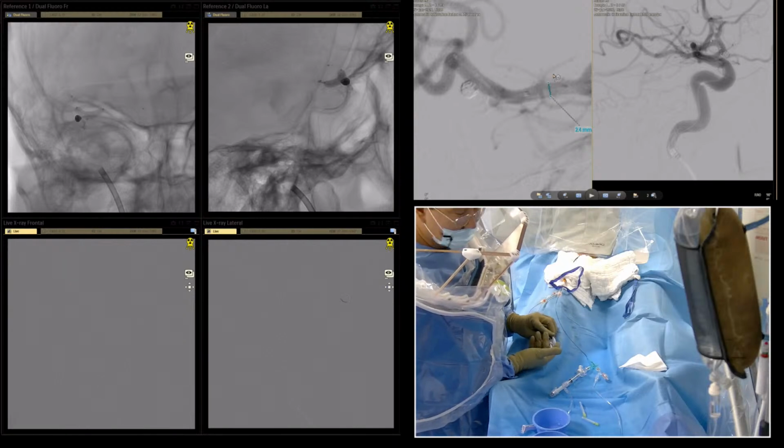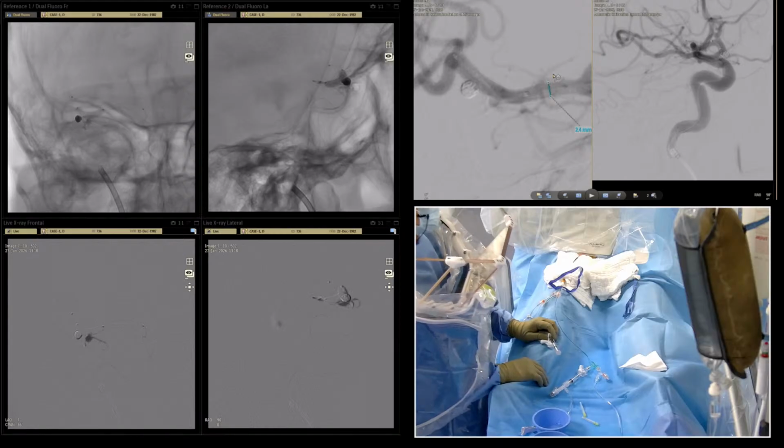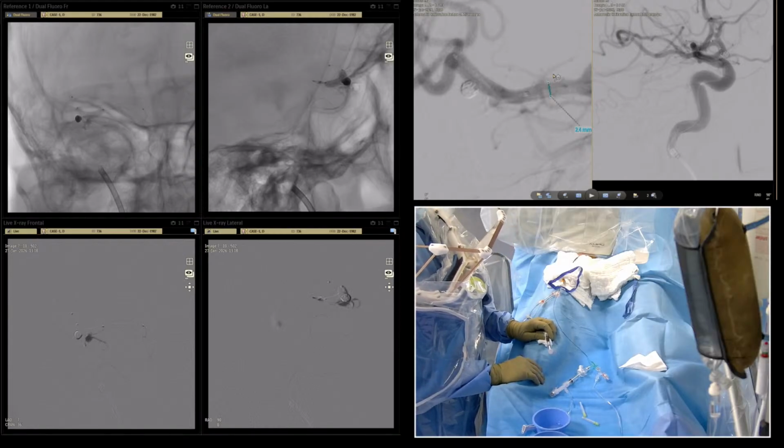Okay, let's start to inject. Yes, this is a hole. And there is a branch, yes? It's a branch. Yes. It's an acute aneurysm formation, no?